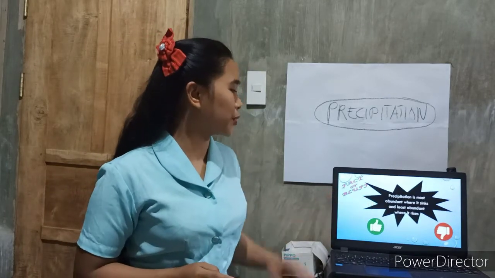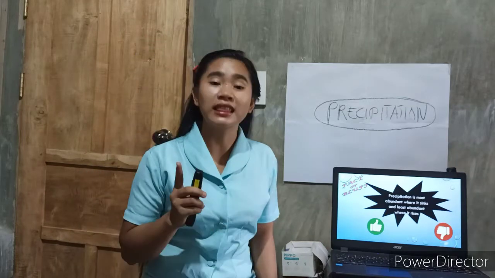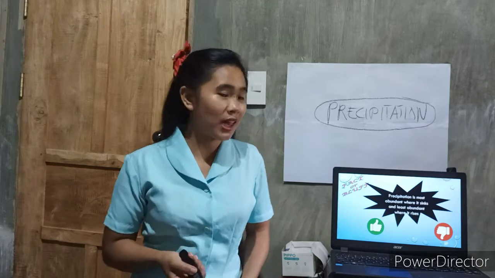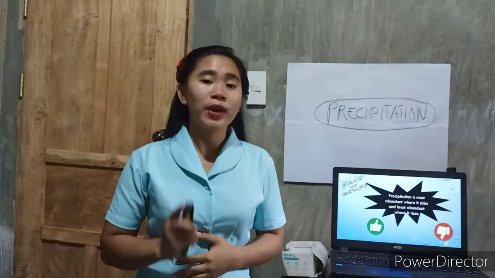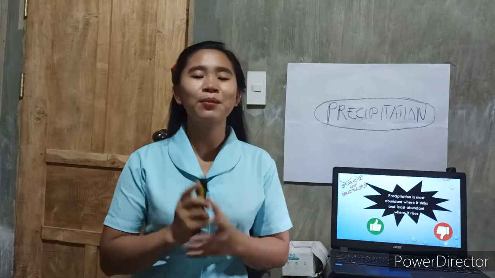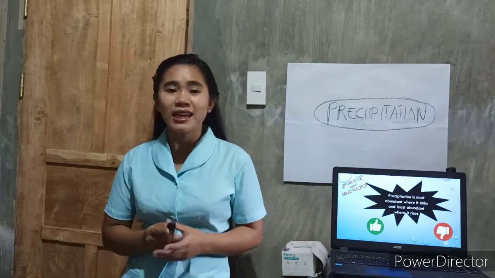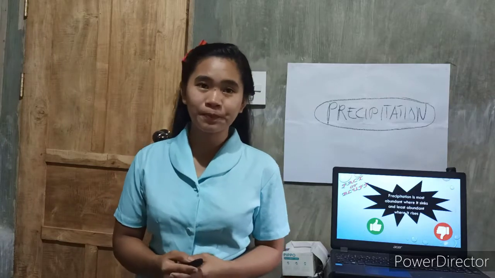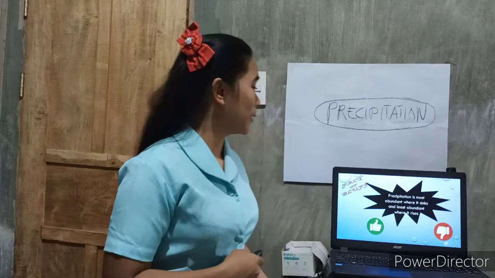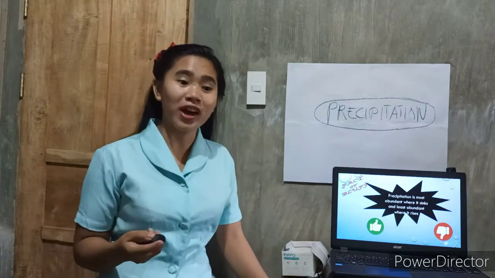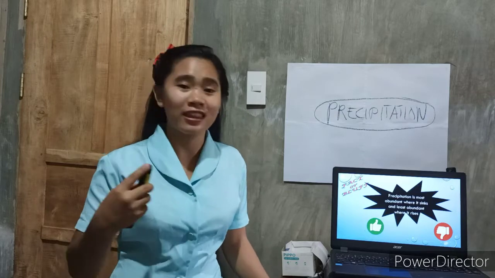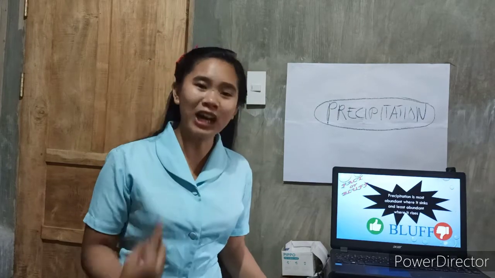Precipitation is most abundant where it sinks and least abundant where it rises. Okay, I'll repeat. Precipitation is most abundant where it sinks and least abundant where it rises. Is it a fact or a bluff? Let us look at who got the correct answer. Everybody, it is a bluff.